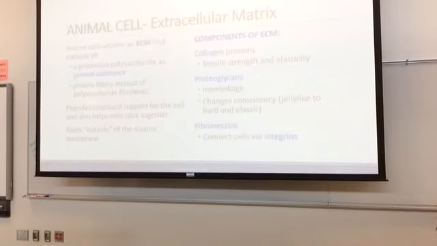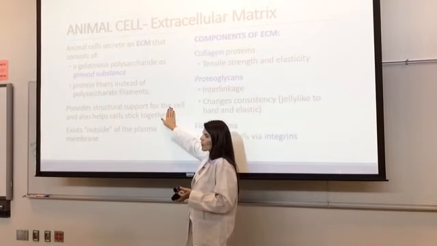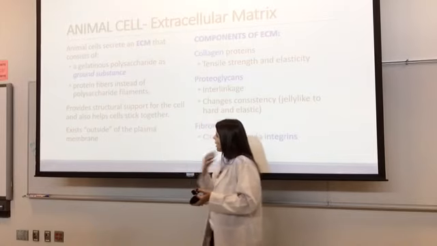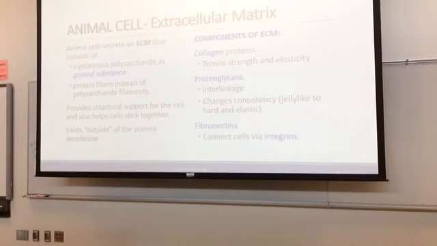Here's our last slide. The extracellular matrix. It surrounds these cells and provides structural support as well as helps the cells stick together. It exists outside of the plasma membrane. Then on the right side, I have some various components. These are not the only components, but these are a few of the components of the extracellular matrix.